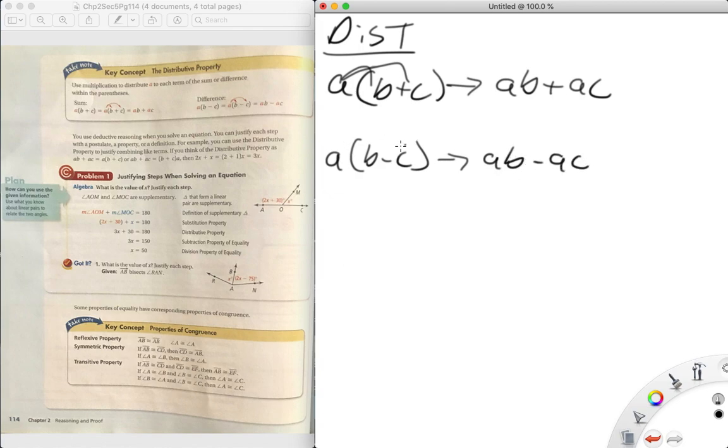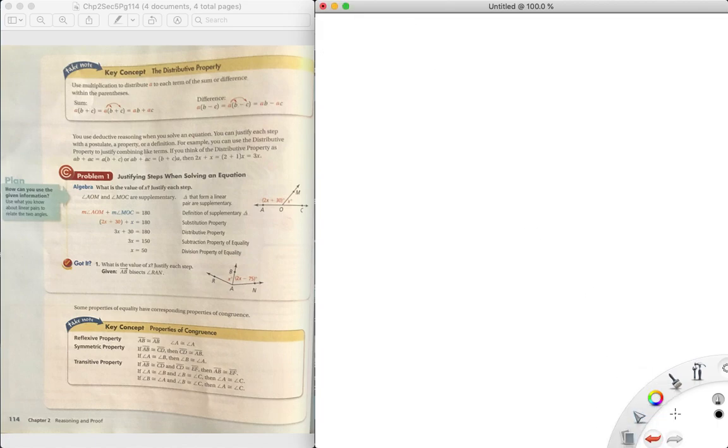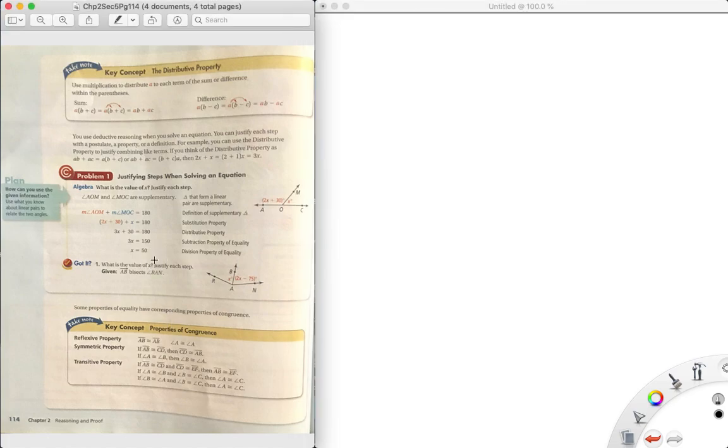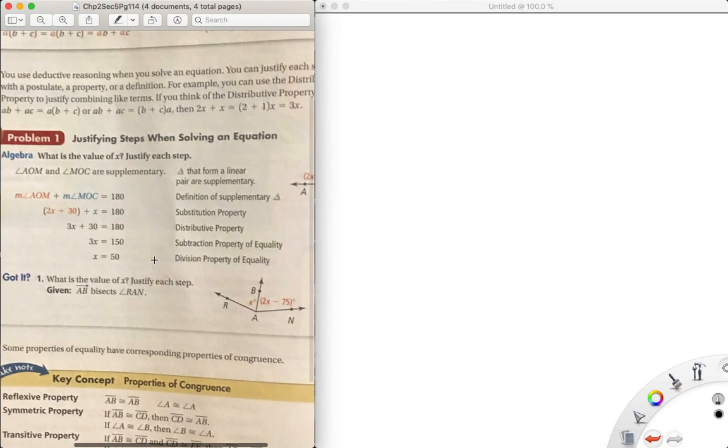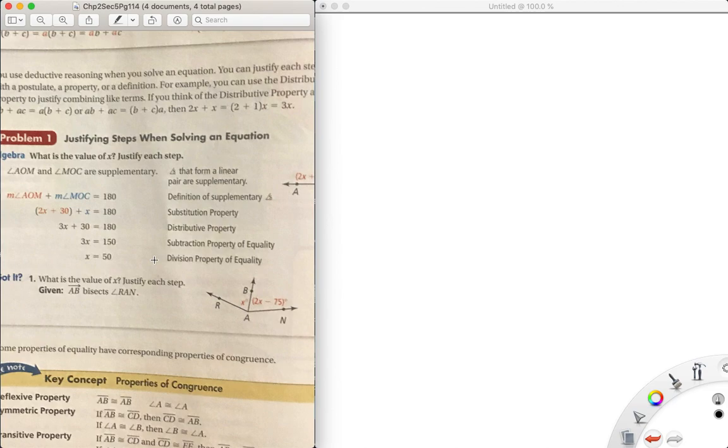If we multiply some expression where it's being subtracted within there. Okay. They want us to solve this expression and to justify it. When they say justify each step, you're going to explain the property that you used in order to solve.